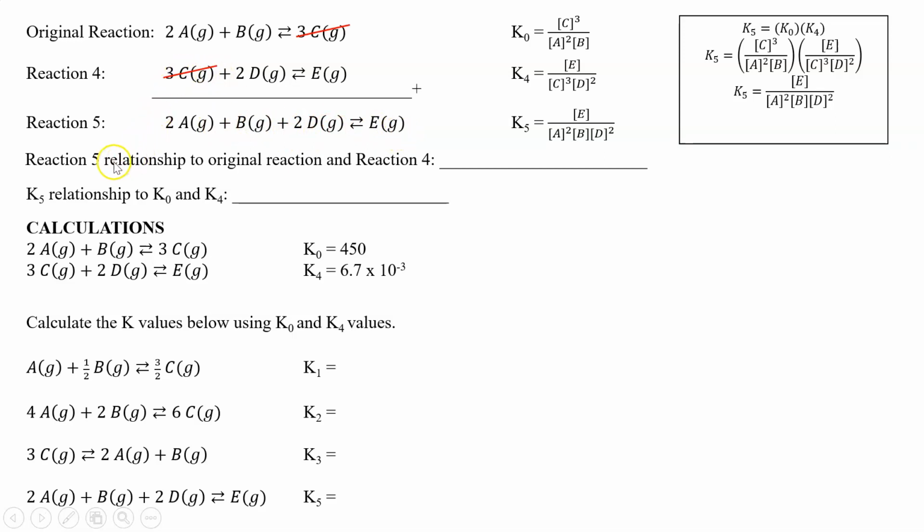This is reaction 0 and reaction 4 being added together. Reaction 5 is reaction 0 plus reaction 4. Now let's look at the K values.